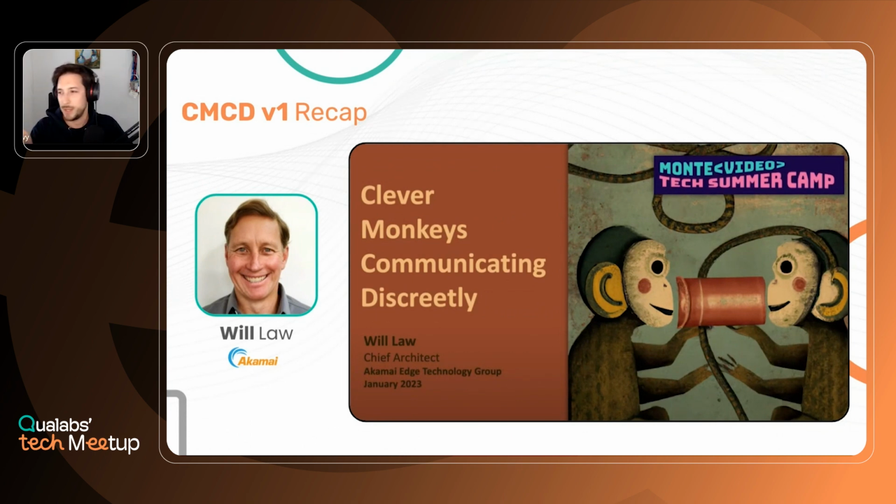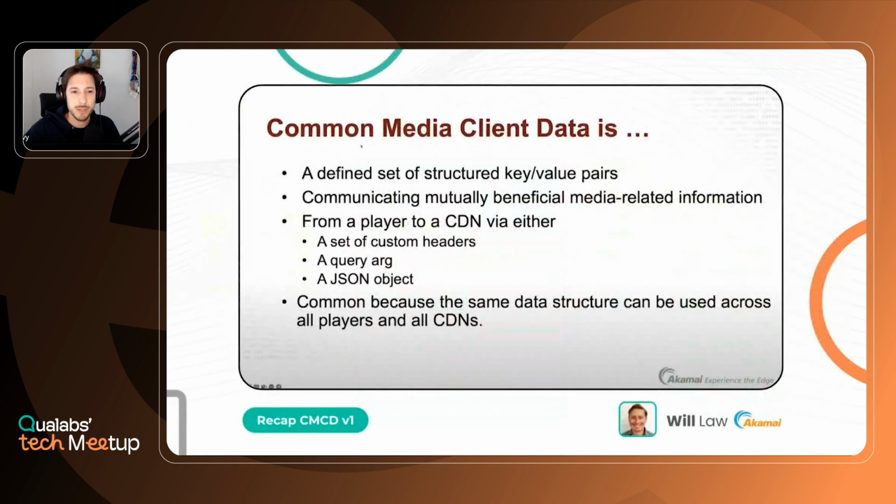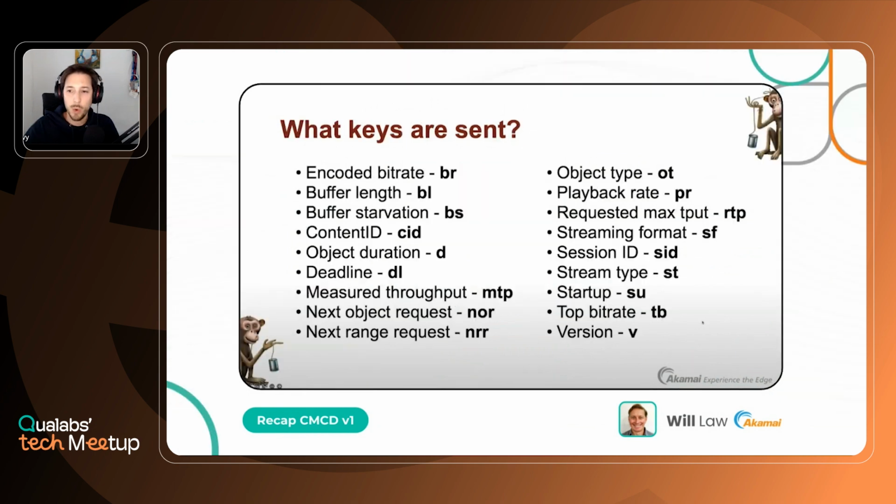This is a great presentation from Will Law, I think it was 3 years ago, about CMCD version 1. Basically what he says is that CMCD is a set of key values that are communicated from a player to the CDN. The data will be sent in custom headers or query arguments. And the idea is that the players send this information to the CDN, so both player and CDN can benefit from it.